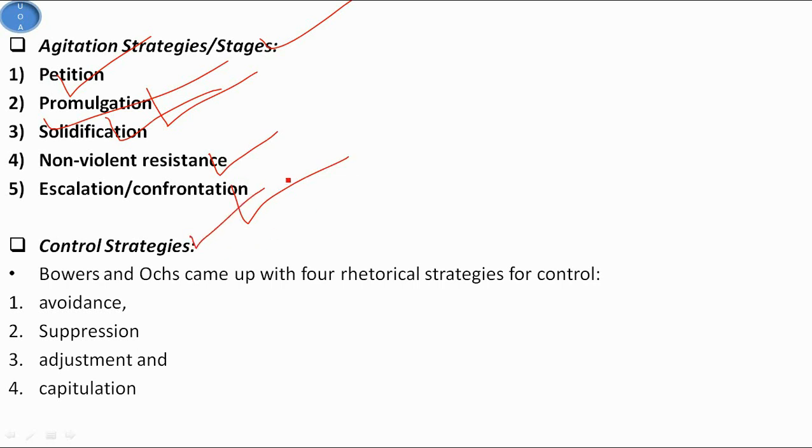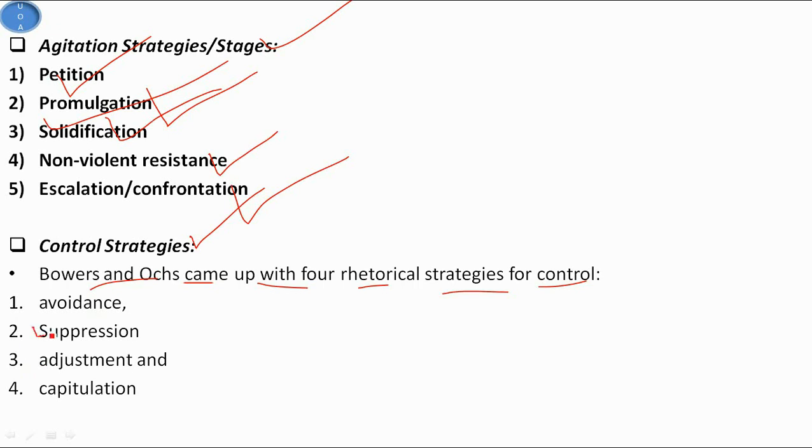And now we see the control strategies. Bowers and Oakes came up with four rhetorical strategies for control. The first is avoidance, and one of the most widely used avoidance tactics is counter-persuasion. This occurs when the establishment tries to convince the agitators that they are wrong. If they are successful, the threat is minimized, and if they are unsuccessful, the establishment has still gained time without changing their ideology or structure.